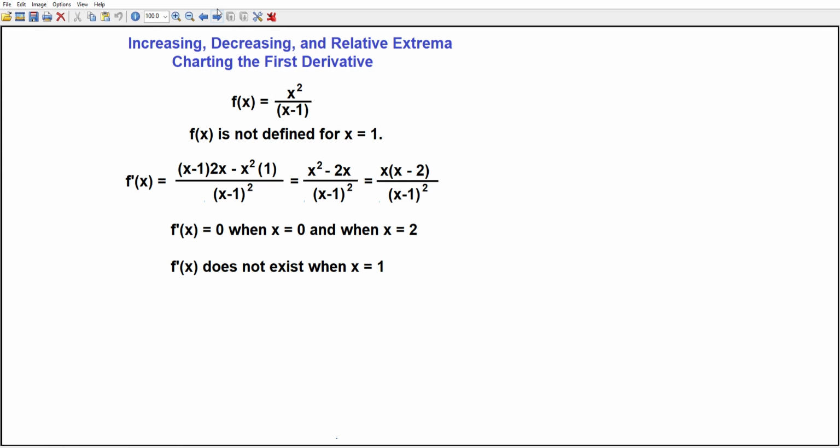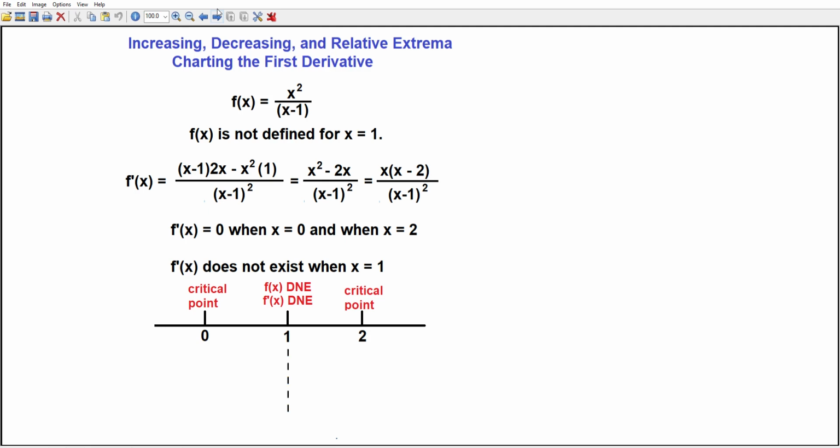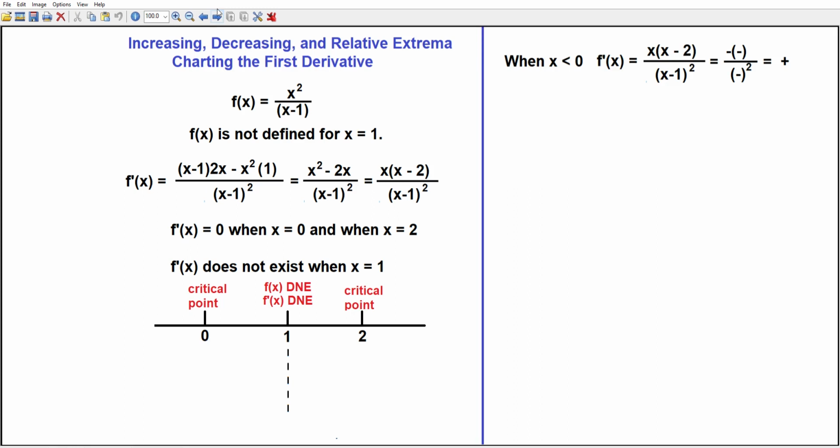Now we chart the derivative, and the first thing we do is write down the three important x values, 0, 1, and 2. 0 and 2 are critical points. 1 is a place where the first derivative doesn't exist, and in fact the function does not exist. So to indicate that the function does not exist, we will draw a vertical line at x equals 1. And when we draw anything resembling the graph of the function, we will not cross this line. The next thing to do is to look at what's happening to the function in various intervals.